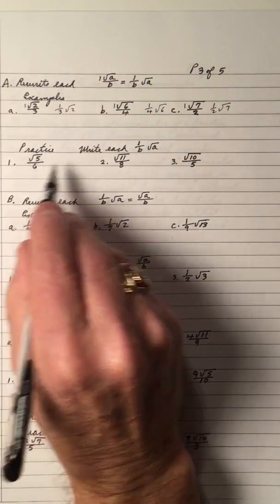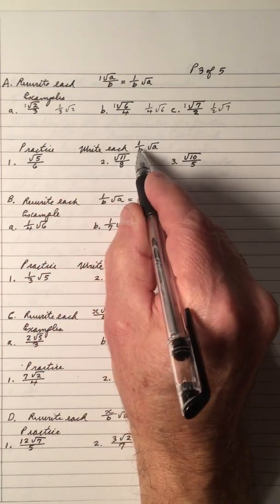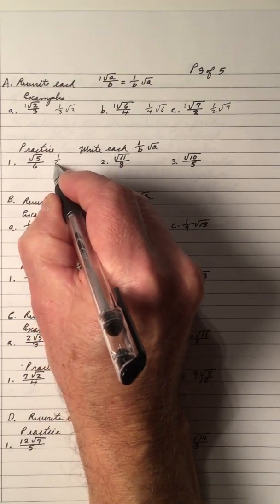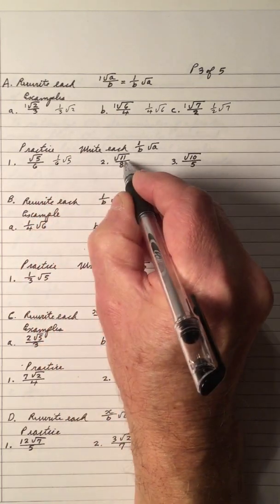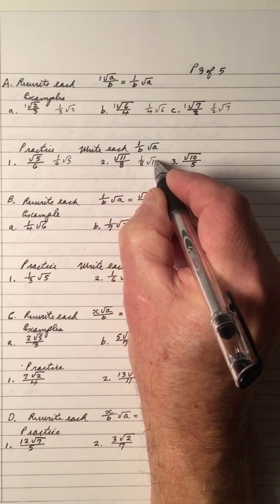Practice means work out these answers, pause your video, work out the answers and see. Write each as 1 over b root a. So this one is 1 over 6 root 5. And this one is 1 over 8 root 11.